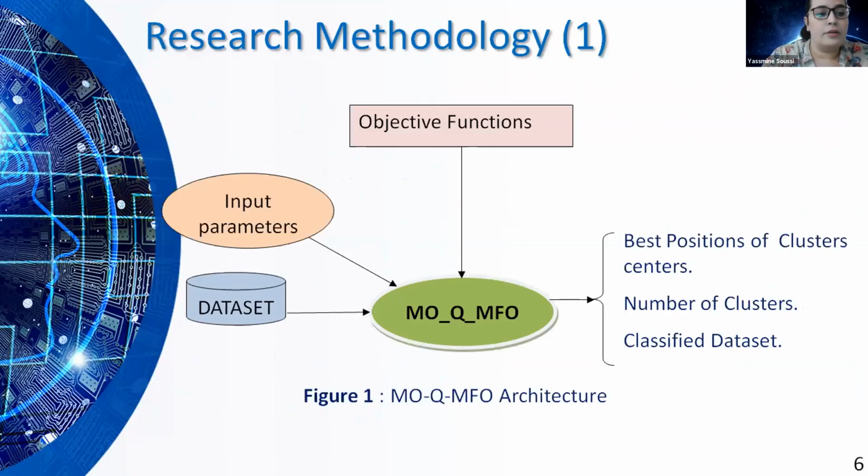Here is the architecture of our research methodology. As input, we have parameters, objective function, and the datasets. As output, we have the number of clusters, best position of cluster centers, and classified dataset. I will present MOQMFO, and this by presenting the MFO algorithm and the theory of quantum introduced. After this, I will describe the use of this new algorithm in the clustering domain.